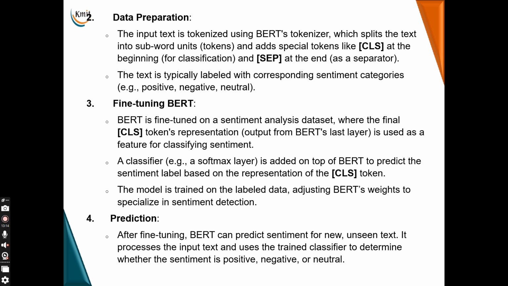The model is trained on labeled data, that is supervised learning, adjusting the BERT weights to specialize in sentiment detection. Prediction: after fine tuning, BERT can predict sentiments for new unseen text, and it is identified. BERT is doing very well in case of sentiment analysis, and it is able to classify whether a particular sentiment in a comment to a social network post is positive, negative, or neutral.